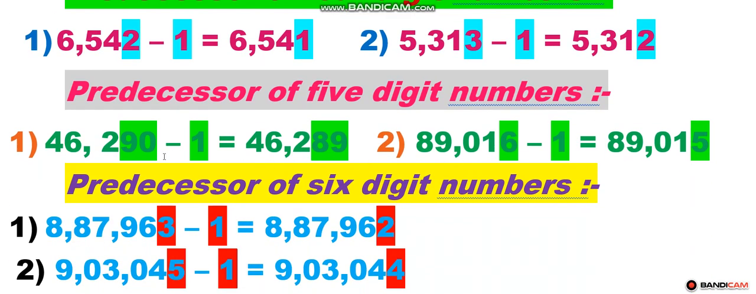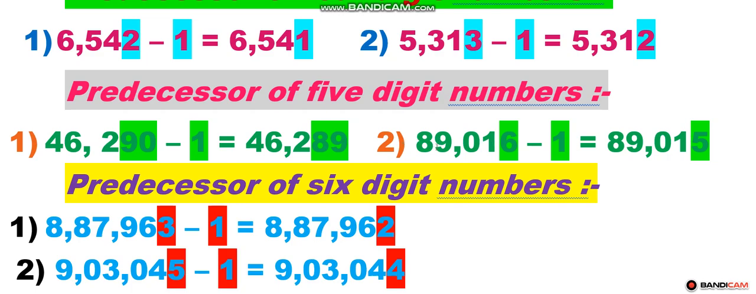Now predecessor of 5-digit numbers. 5-digit numbers, how do you read? It is ones period, it is thousands period. 46,290. Here 90 means units place digit 0. That's why you take here 2 digits. Okay. So predecessor of 46,290 is 46,290 minus 1. 90 minus 1. Already we discussed from the 2-digit subtraction table. 90 minus 1, 89. 46,289.